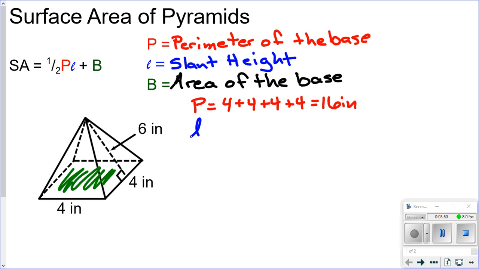Slant height, again, it's written with a cursive L, and it's just this measurement right here. It's not going to be anything you're going to have to calculate. They're just going to give it to you. And so that would be 6 inches.